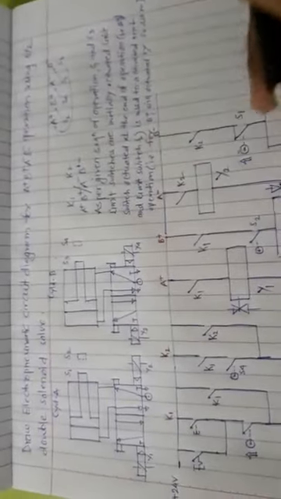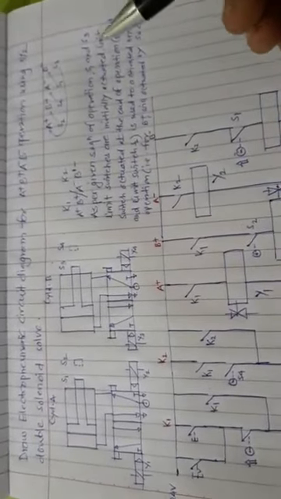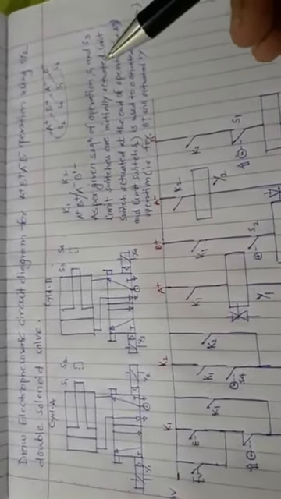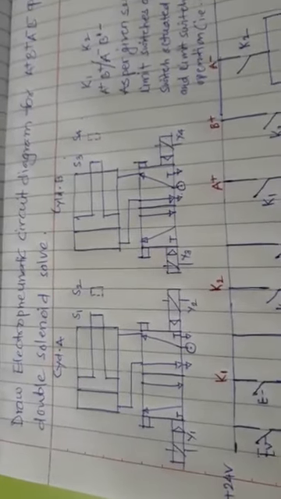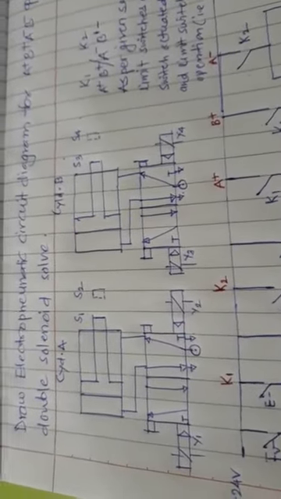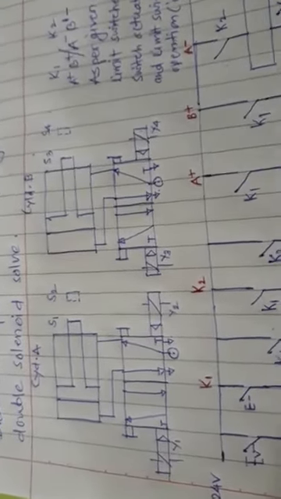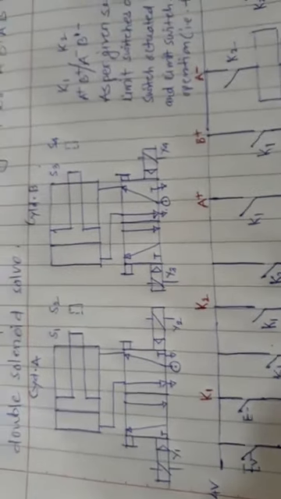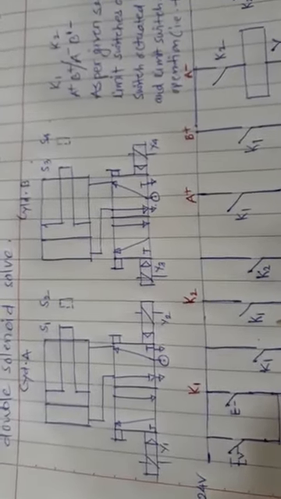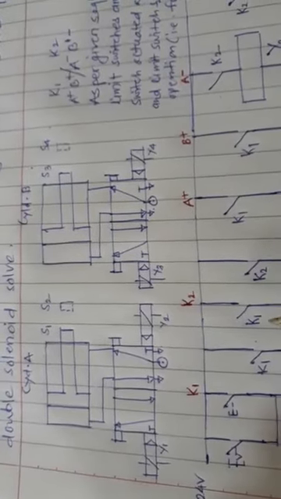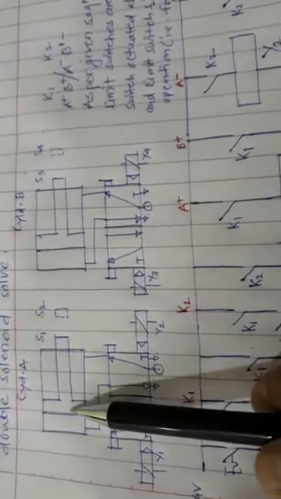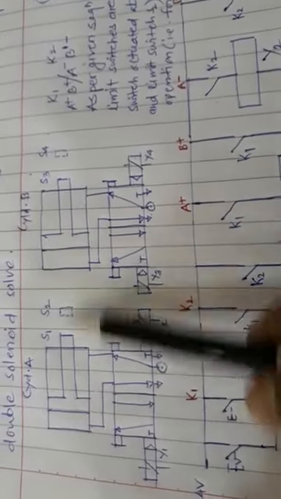Draw the electropneumatic circuit diagram for A plus, B plus, A minus and B minus operation using 5 by 2 double solenoid valve. So 4 operations, and we have to use the 5 by 2 double solenoid valves. As per the given operation, first we decide the individual cylinders and draw the position of the pistons on the left hand side.